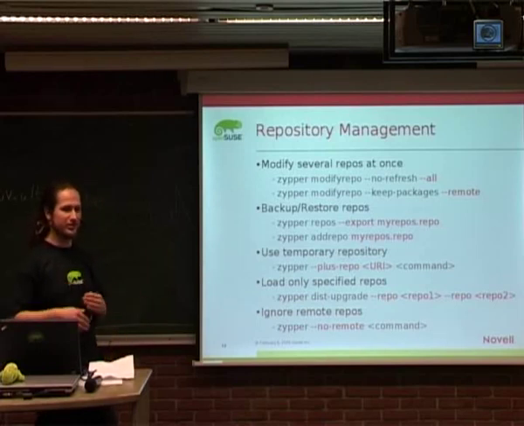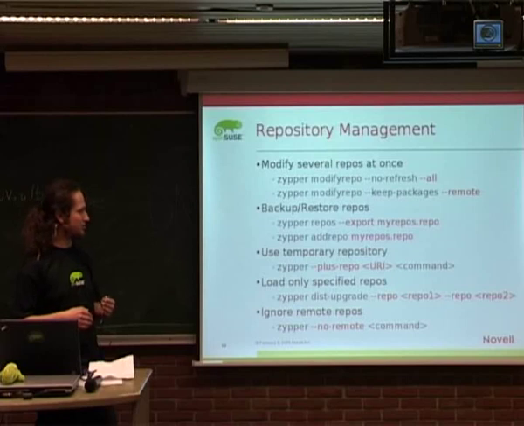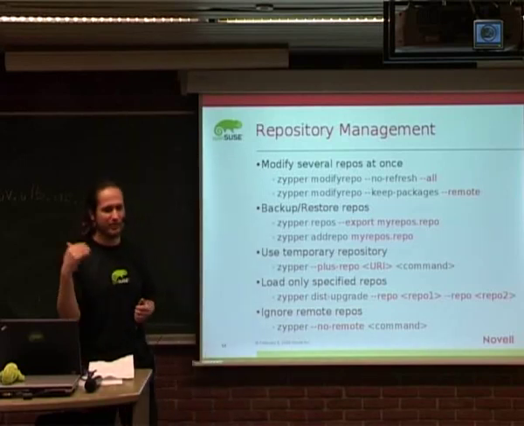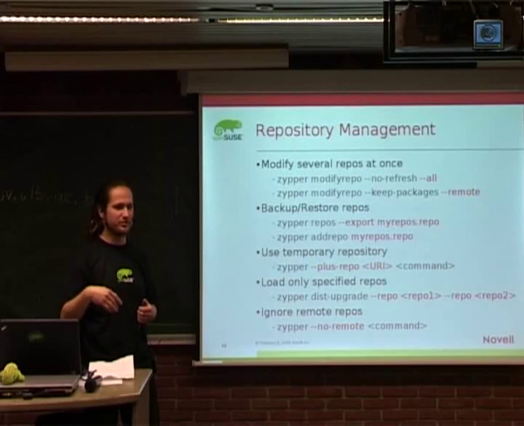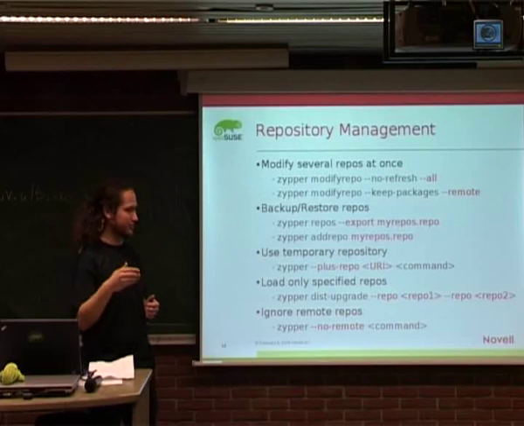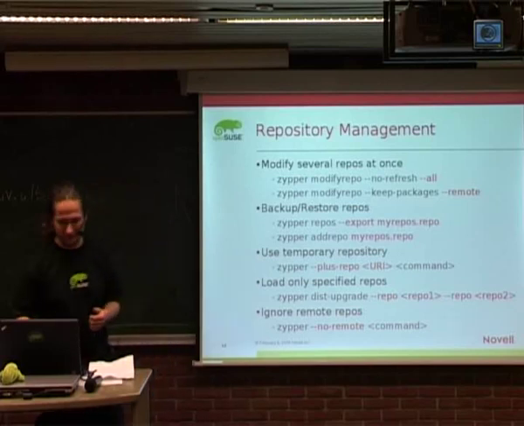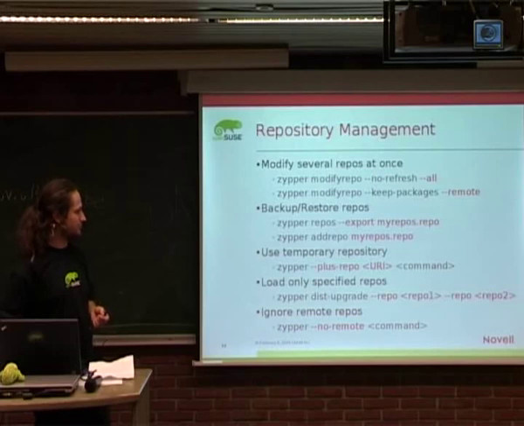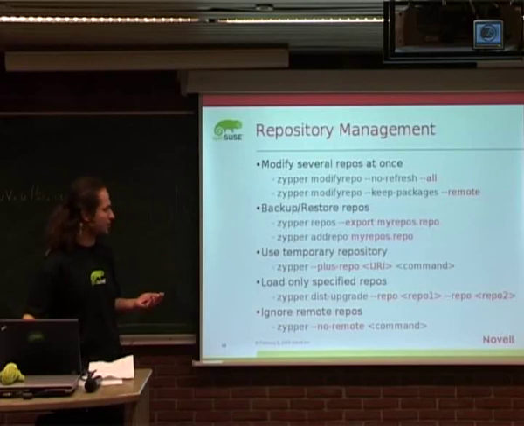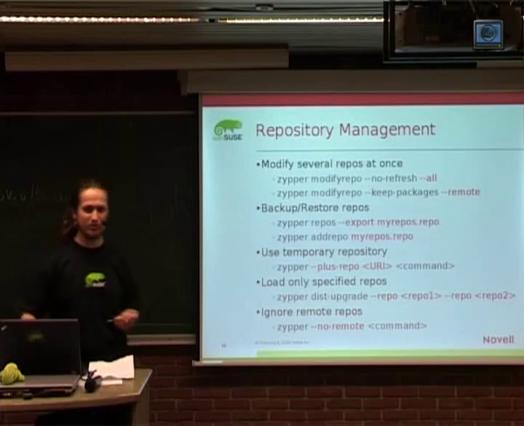You can assign priorities to repositories, and for example, with the install command, if you install a specific package, even if a better version exists in a repository with lower priority, it will take the older version from the repository with the higher priority. This can be handy if you have several repos providing the same packages and you trust one of the repos more, for example, for having more stable packages and so on.